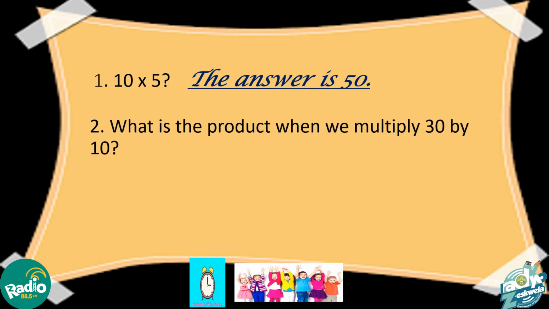Number 2. What is the product when we multiply 30 by 10? I repeat. What is the product when we multiply 30 by 10? What is your answer? Correct! The answer is 300.